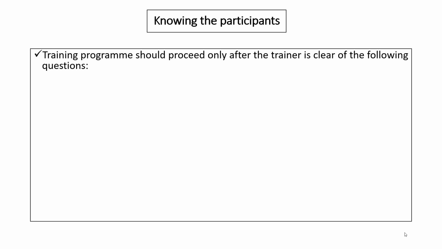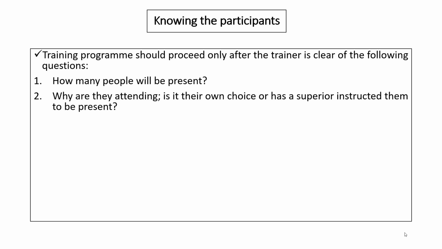Knowing the participants. It is extremely important for the trainer to know their audiences or participants before conducting the training or before planning the training programs. This can be done by asking the following questions. How many people will be present? Why are they attending? Is it their own choice or has a superior instructed them to be present?